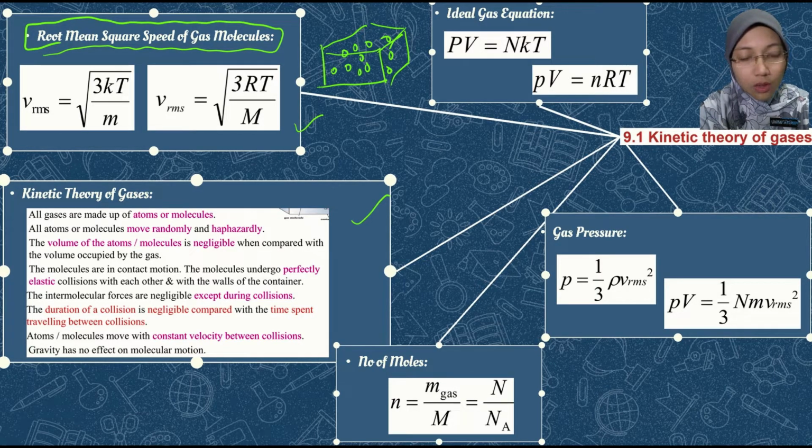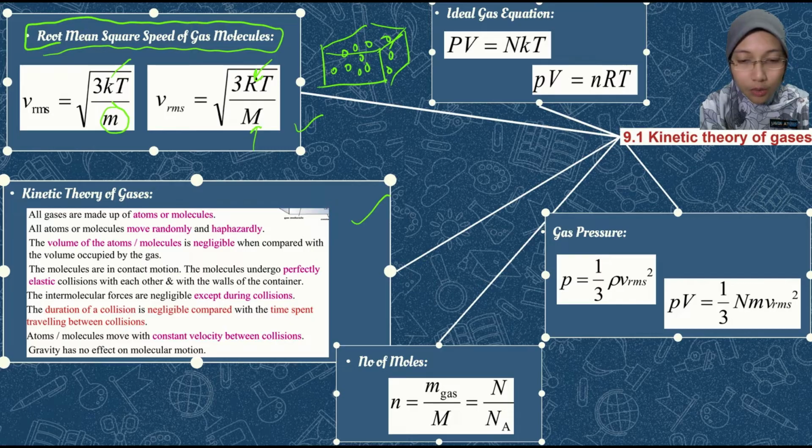So we have the square root of 3kT over m. k here is the Boltzmann constant, m is the mass of the gas molecule, or you can also use the equation that contains R, the molar gas constant, and big M, the molar mass. All the units for all the quantities must be in SI units.